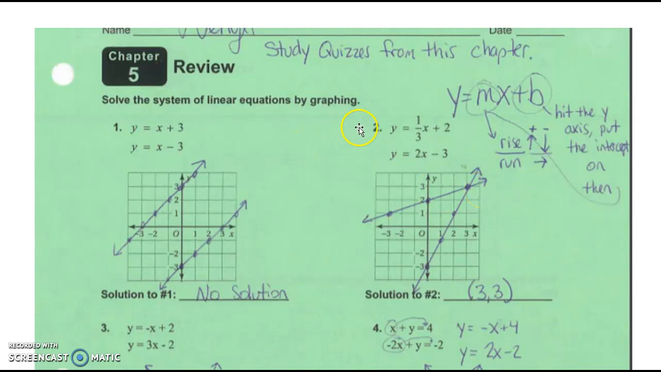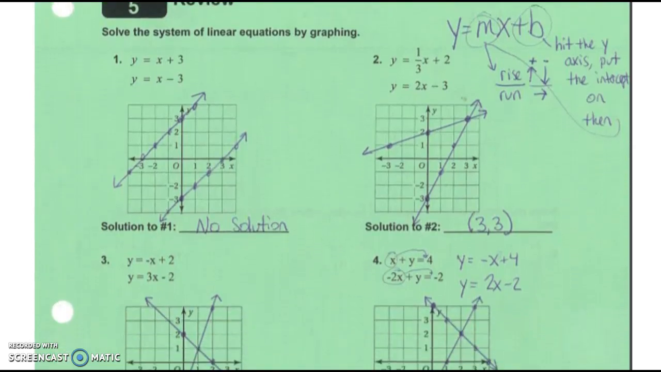for tomorrow. So when we solve systems by graphing, you graph both lines, use your y equals mx plus b. When it's in this format, slope-intercept form, here is your y-intercept. Hit that, put it on, and then use rise over run. Go up if it's positive and run right, or go down if it's negative and run right. Your answer, if they do not cross, is no solution. If they do cross, you write down where they cross.